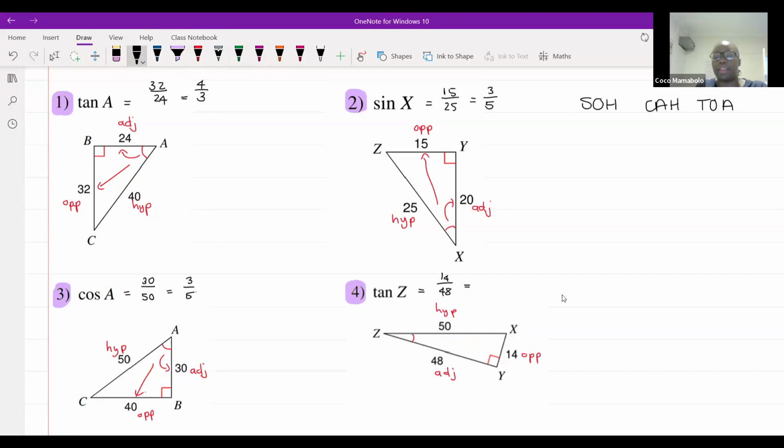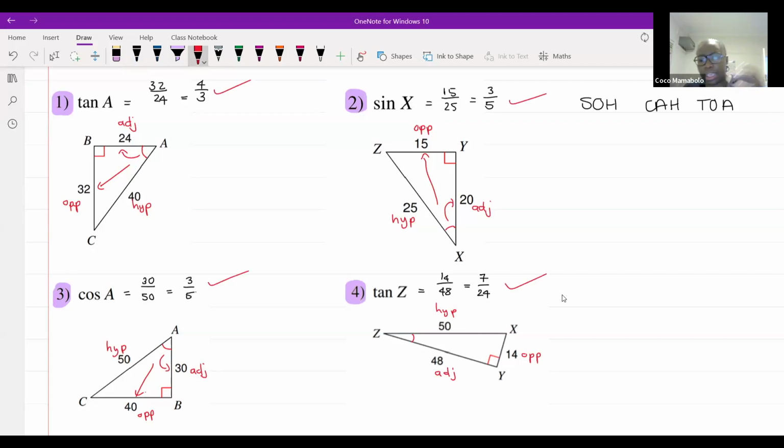And I can simplify that fraction, divide both the top and the bottom by 2, and that would give me 7 over 24. I can't divide any further because 7 is a prime number, so I can't go any further.